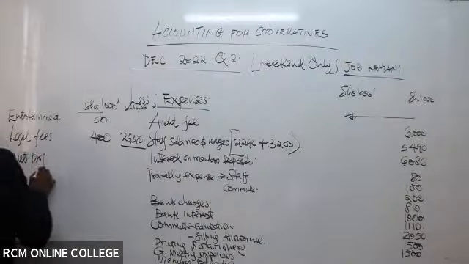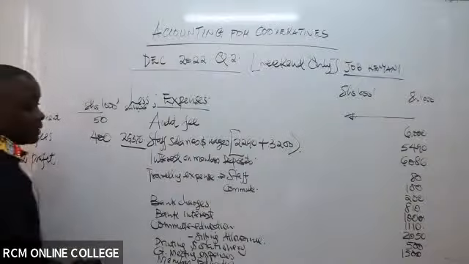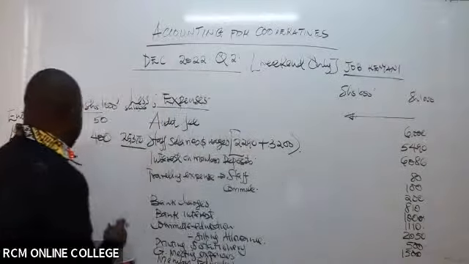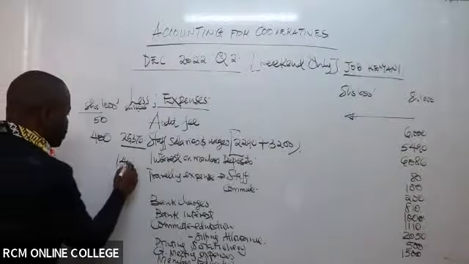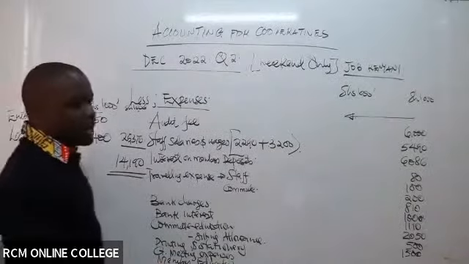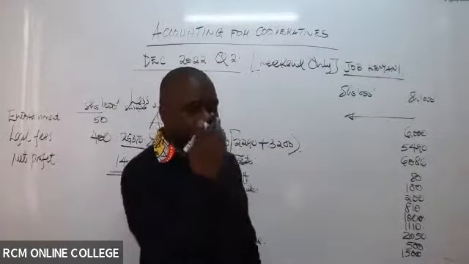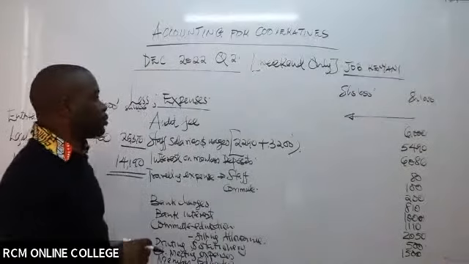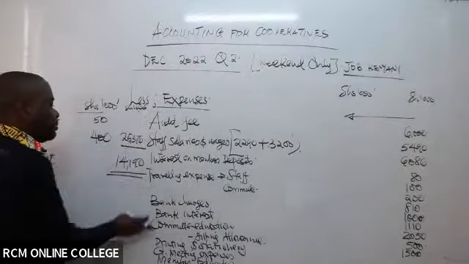So net profit realized, how much are you getting? 14,190. So 14,190,000. But remember, in this case, we've been able to say, after you do the income statement, then you end up having to prepare another account.